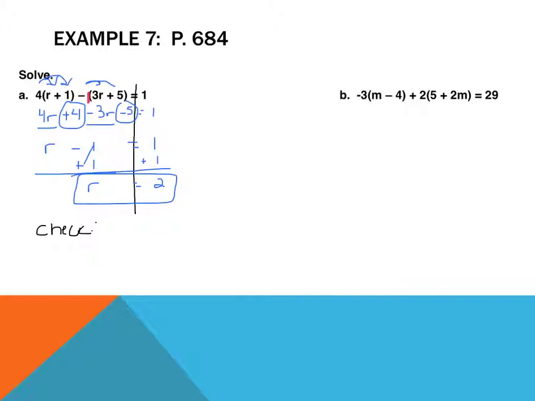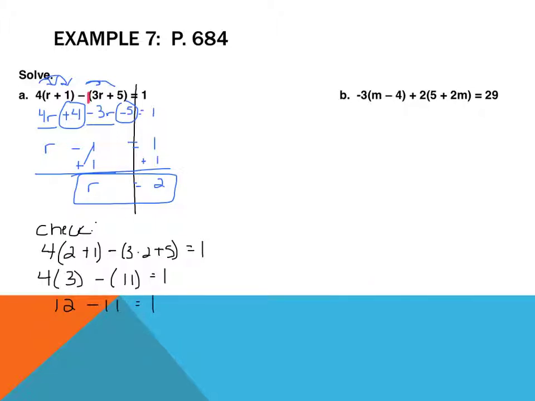Okay, so we'll check that. And to check, you always want to write it exactly the same way as the original problem. So it's going to be 2 plus 1 minus 3 times 2 plus 5. Okay, so order of operations says to do parentheses first. 2 plus 1 is 3. 3 times 2 is 6, plus 5 is 11. 4 times 3 is 12. And 12 minus 11 is 1.